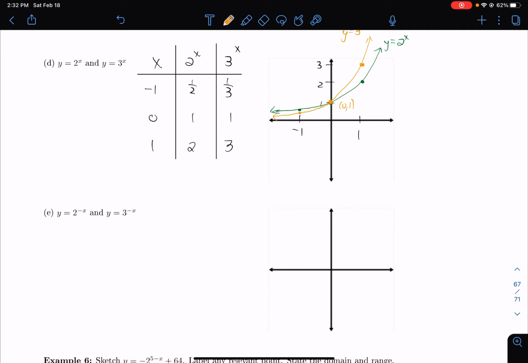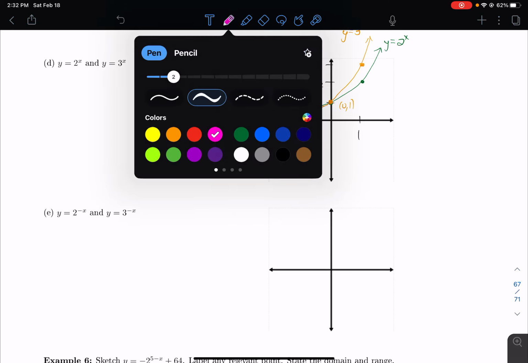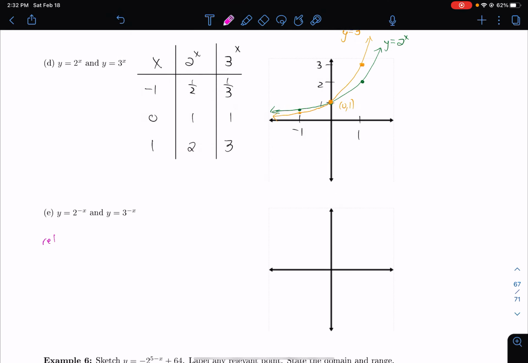Now, what if I did these previous two graphs, but I changed those x's to negative x's? Okay, so we've seen what that's going to do. That's going to be a reflection. That's going to reflect these graphs across. So changing the x to a negative x reflects it across the y-axis. So let's reflect both of these across the y-axis.